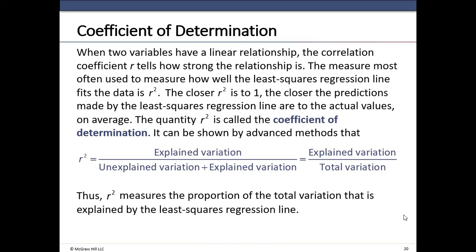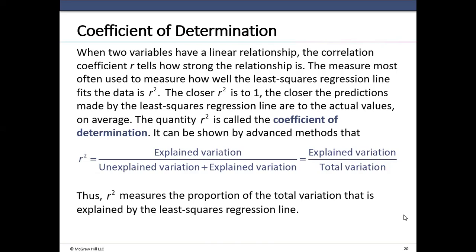It can be shown by advanced methods that r square is equal to the explained variation divided by the unexplained variation plus the explained variation. Remember, the explained variation is the vertical distance from the fitted line to the average value, squared. That remains on top of the r square definition, divided by the sum of the squares. The unexplained variation is the actual vertical distance of the point, y minus the predicted value of y on the fitted line. So the sum of the squares of both variations is in the denominator, and on top you have the explained variation.